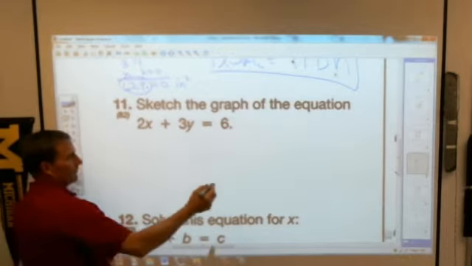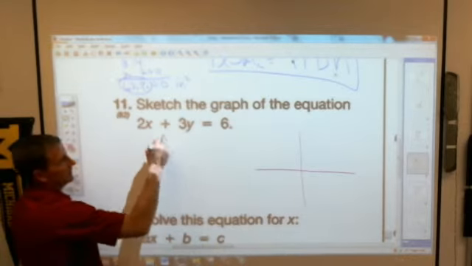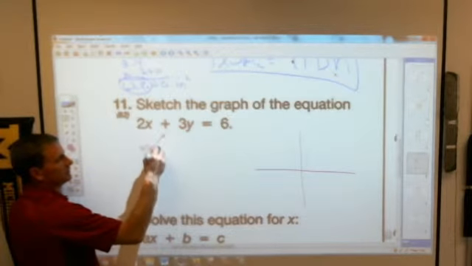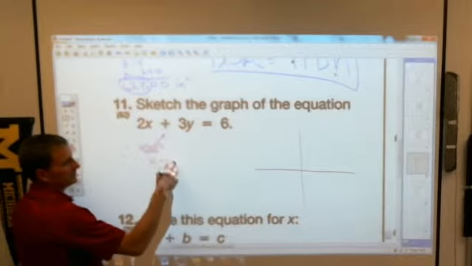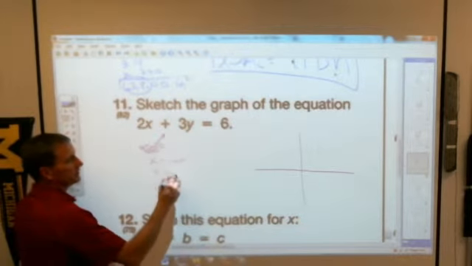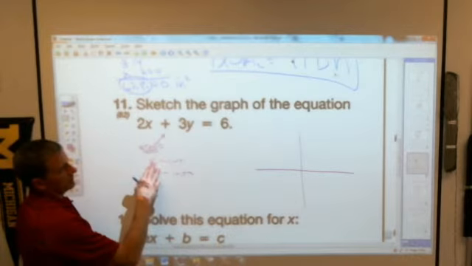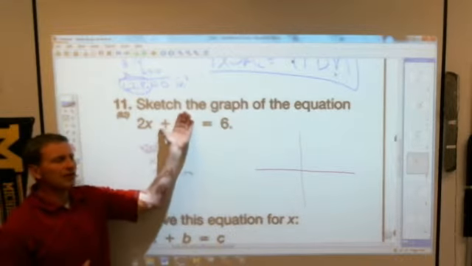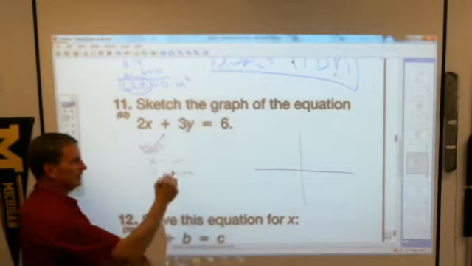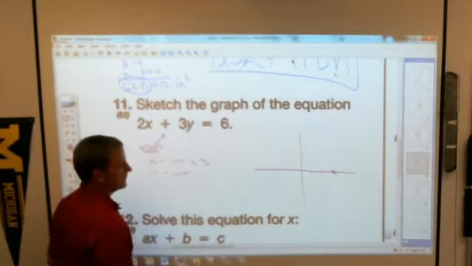This one here: sketch a graph of that equation. What form is this in? This is in standard form. It's not slope-intercept. You solve it by finding the x-intercept and the y-intercept, and you just connect those dots. To find the x-intercept, you put 0 in for y, it goes away. 2 times what number is 6? That is 3. So here at 1, 2, 3, where it crosses there.